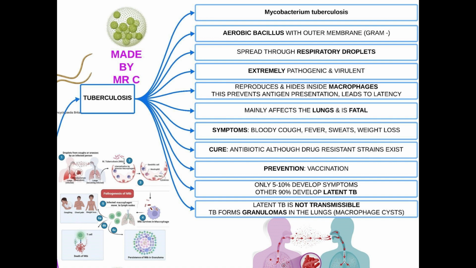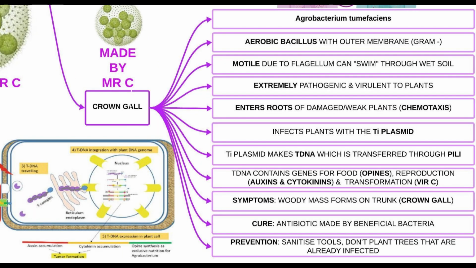Latent TB is not transmissible, which means that someone who is in the latent phase cannot transmit it from person to person. In this case, the tuberculosis forms granulomas inside the lungs, which is a macrophage cyst. Then we also need to know about Crown Gall.